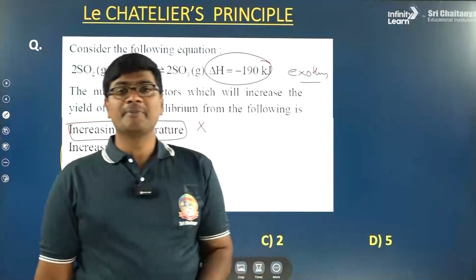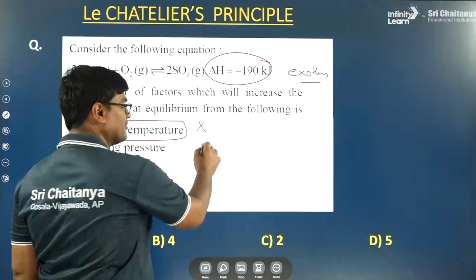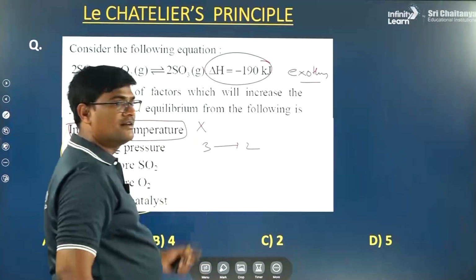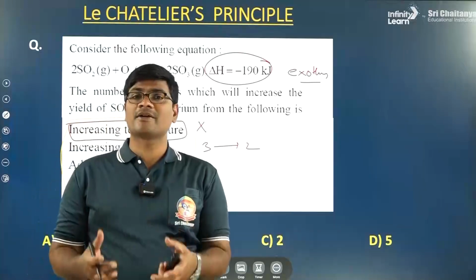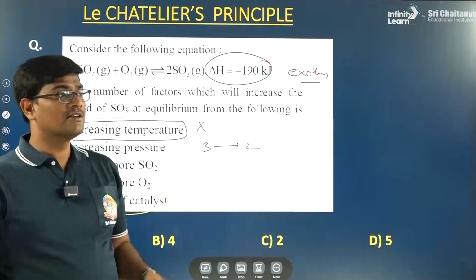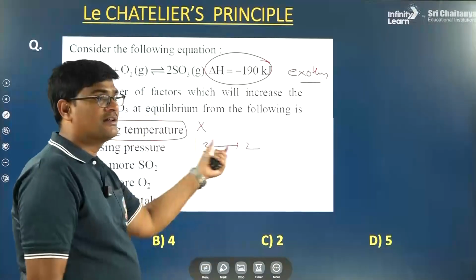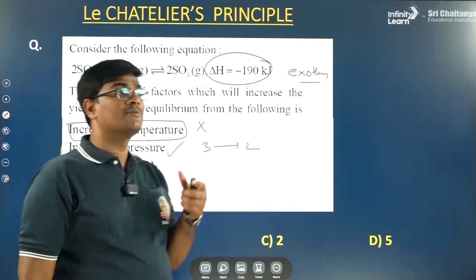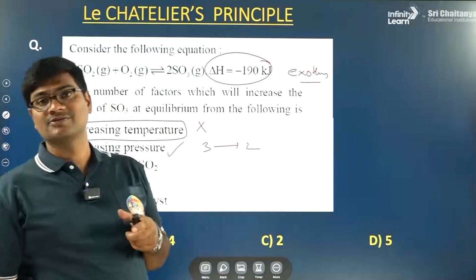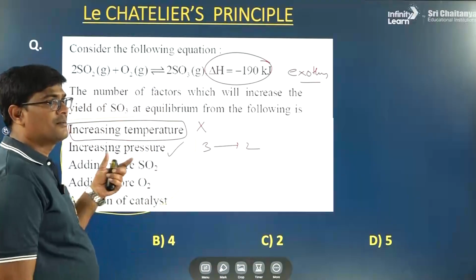And on the product side, how many moles of SO3 are there? 2 moles. Reactant side 3 moles, product side 2 moles. Increase in pressure favors fewer moles. Fewer moles is on which side? That means the product side, the right direction. So in the product side fewer moles are there. Therefore, we will get more product. What is our product here? SO3. Therefore, more yield of SO3 is produced when we increase the pressure.